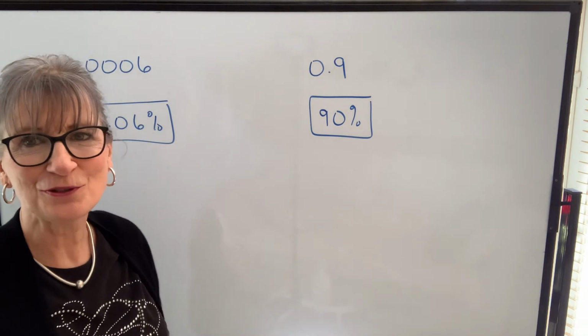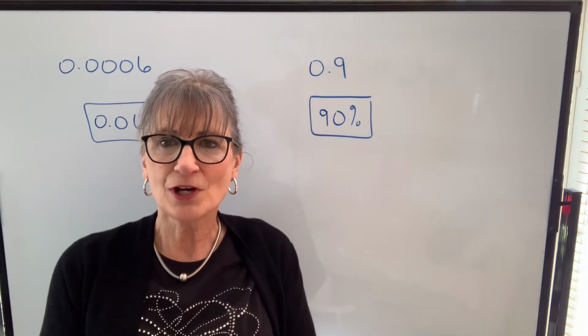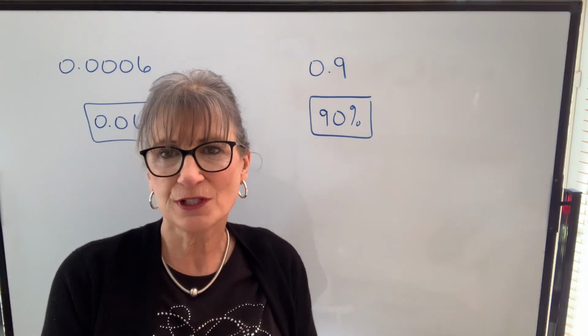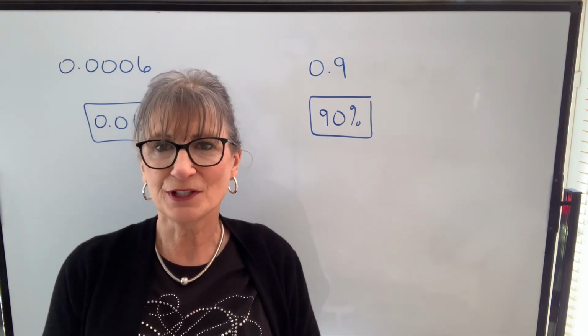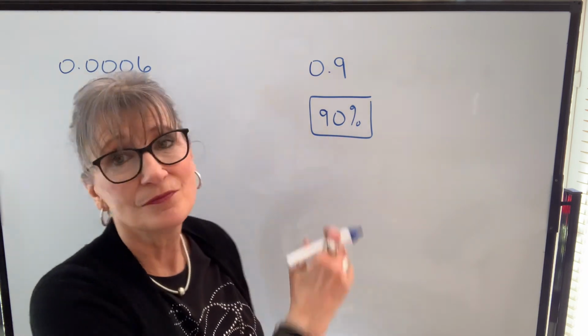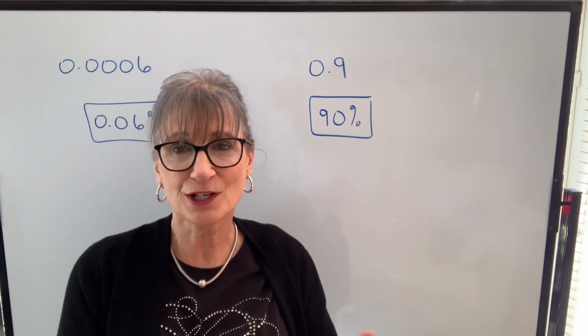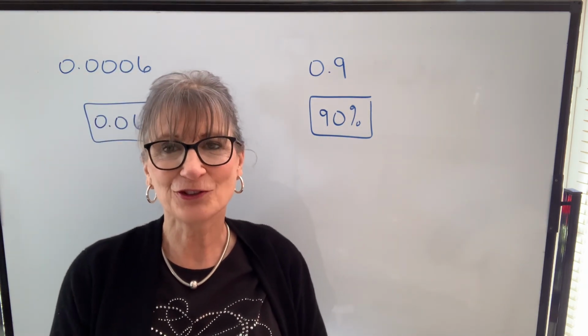And that's all there is to it. So if you start with a fraction, my recommendation is just change it to a decimal and then multiply by 100 by moving your decimal point 2 places to the right. If it's already a decimal, it's very straightforward. Just move your decimal point 2 places to the right and you're done.